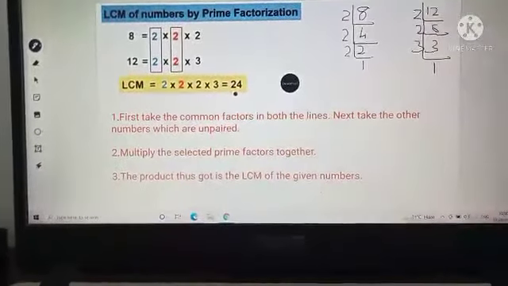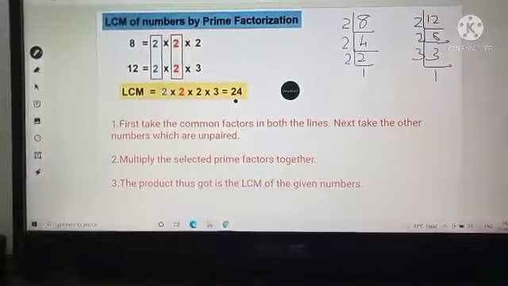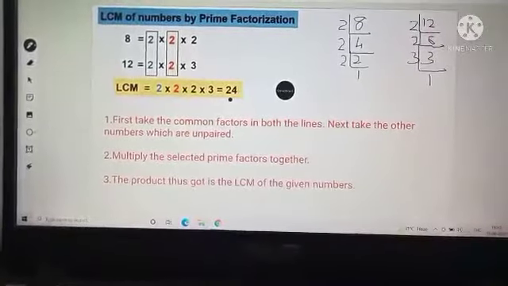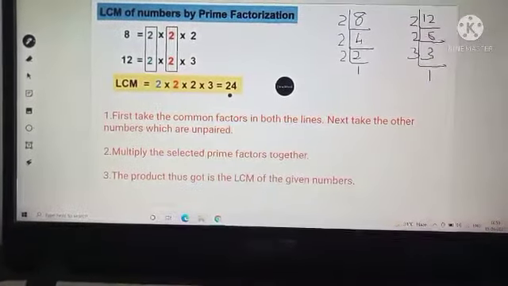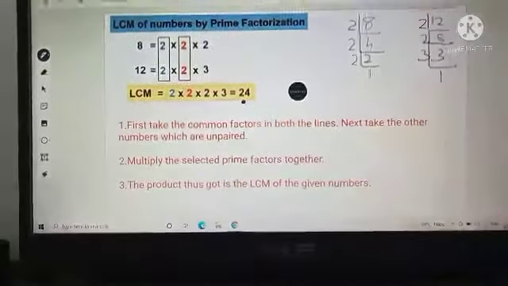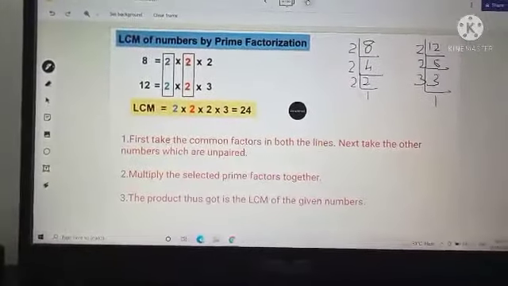Let's see the steps once again. First, take the common factors in both the lines. Next, take the other numbers which are unpaired. Multiply the selected prime factors together. The product thus got is the LCM of the given numbers.